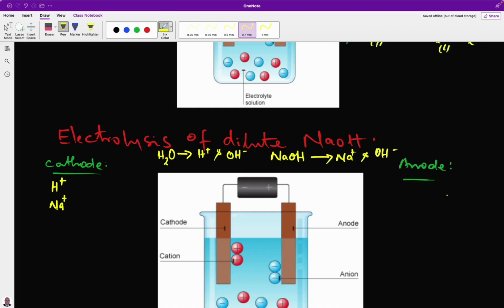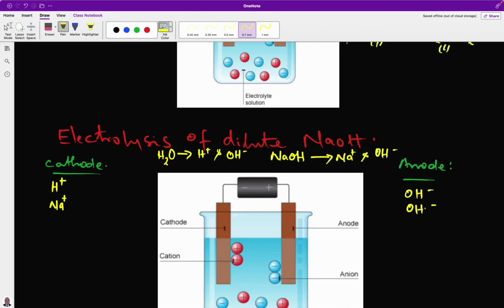Now, at the anode, the anions will go there. So here, OH comes here. The OH will go there, and from here, it's still the same OH that will be there. So that is what is happening there. So it's the same OH everywhere.